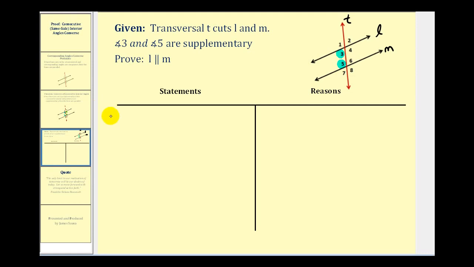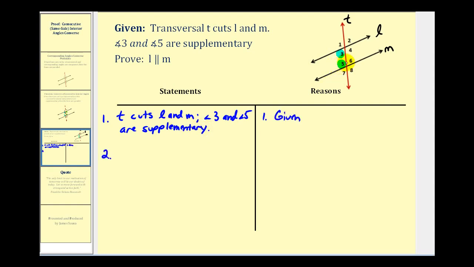So step 1, we'll go ahead and state the given. T cuts L and M, and angle 3 and angle 5 are supplementary. And we can also say that angle 5 and angle 6 are supplementary by definition of a linear pair of angles.